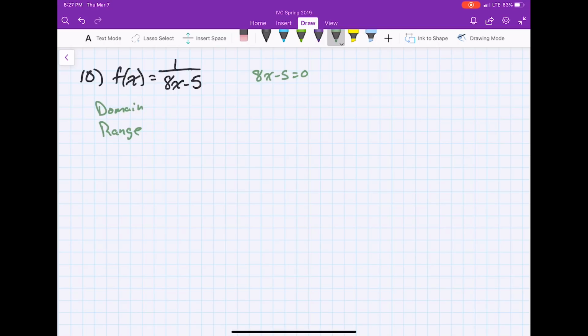It's going to be 5/8, but here are the steps. We're going to basically add 5 and then divide by 8. So there you go, 5/8. Can't equal that. So that's our domain. It is going to be x such that x cannot equal 5/8.